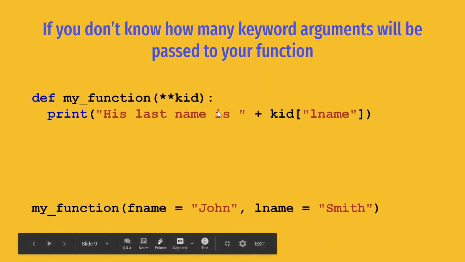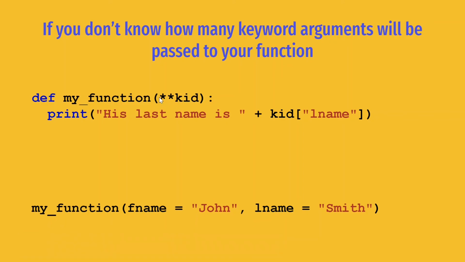Okay, so remember the last example when we saw for just normal arguments, it was stored in a tuple. But in this example, for keyword arguments, it will be stored in a dictionary. Why is it stored in a dictionary? Because you're sending a key and a value.